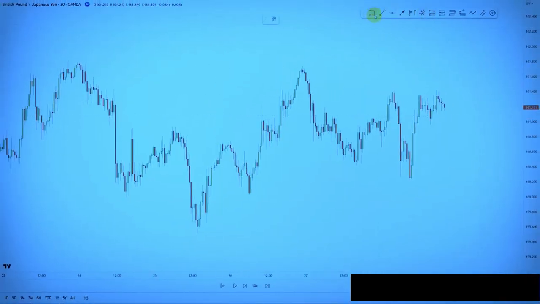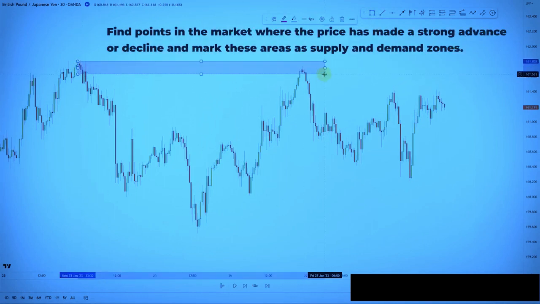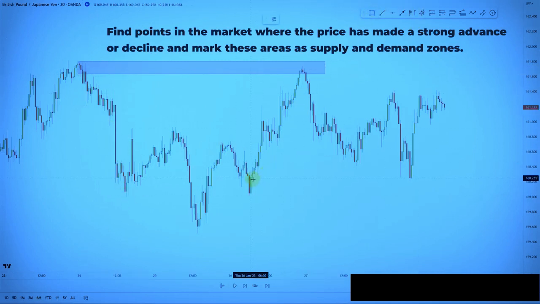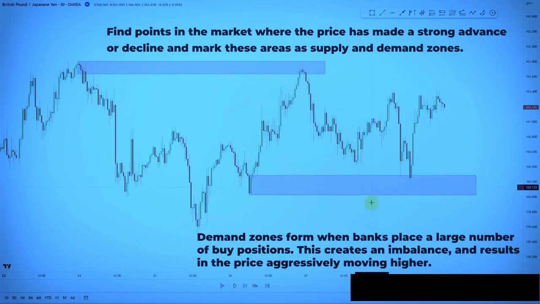Supply and demand trading is a method where the idea is to find points in the market where the price has made a strong advance or decline and mark these areas as supply and demand zones. Demand zones form when banks place a large number of buy positions. This creates an imbalance and results in the price aggressively moving higher. These are the support levels of supply and demand trading.